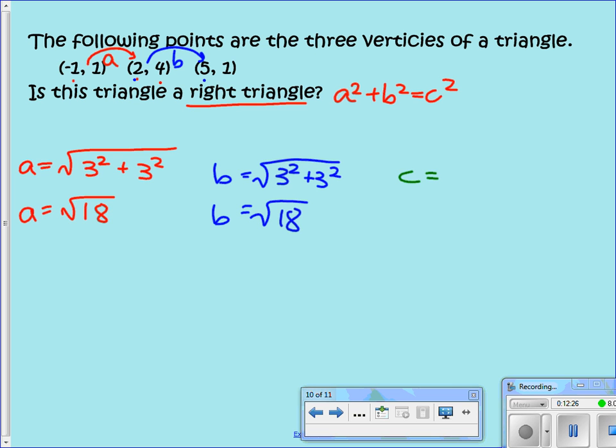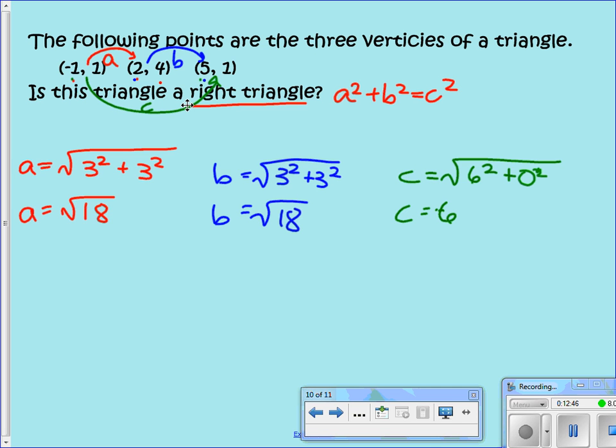My distance of c is going to be from the first point to the third point. So from -1 to 5 is a distance of 6. And from 1 to 1 is actually a distance of 0. So this is 36 plus 0, and the square root of 36 is 6.